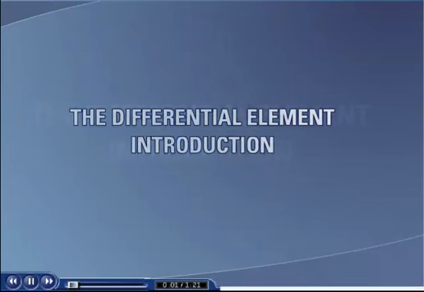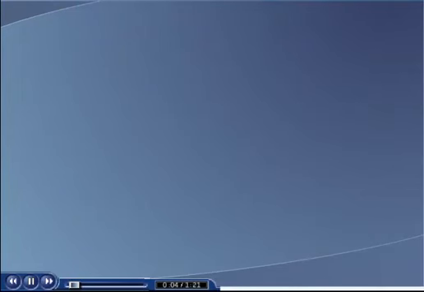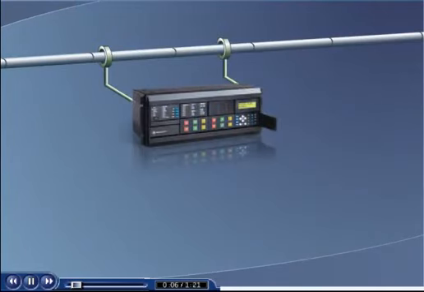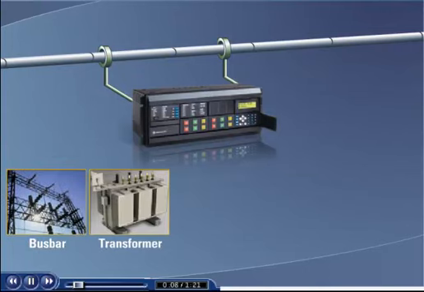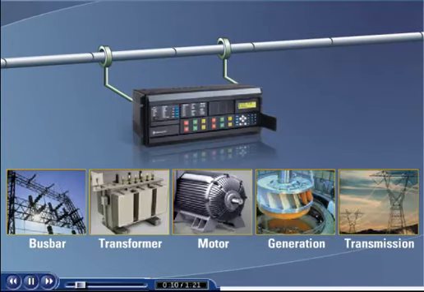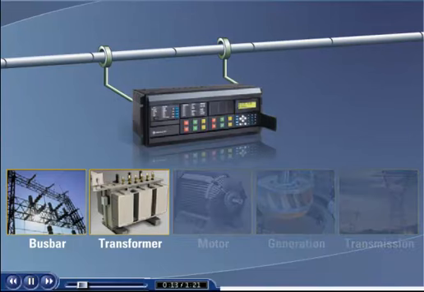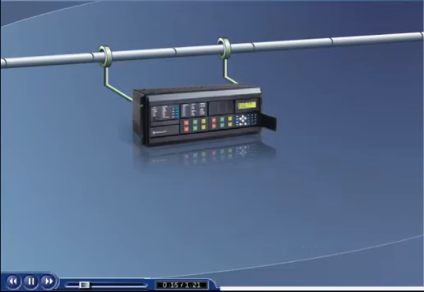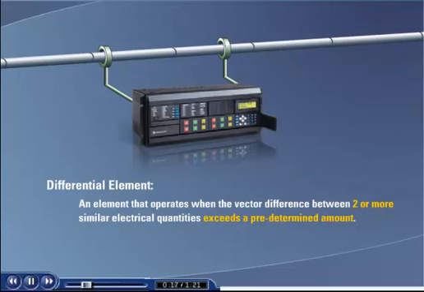The differential element introduction. The current differential element is the primary protective element used for bus, transformer, motor, generator, and line protection. This section of the course will focus on bus and transformer specifically. A differential element is one that operates when the vector difference of two or more similar electrical quantities exceeds a predetermined amount. Therefore, the current differential element looks at the difference between the current entering and the current leaving the zone of protection. If the difference exceeds a given amount, the element will operate.